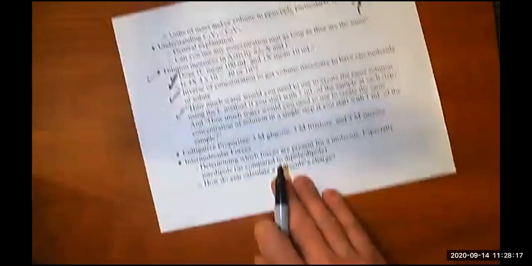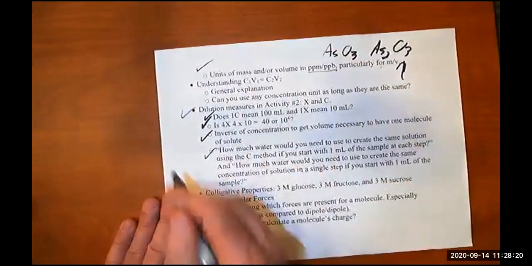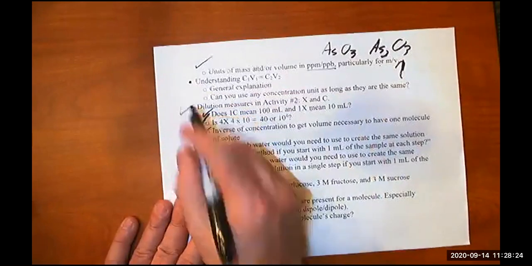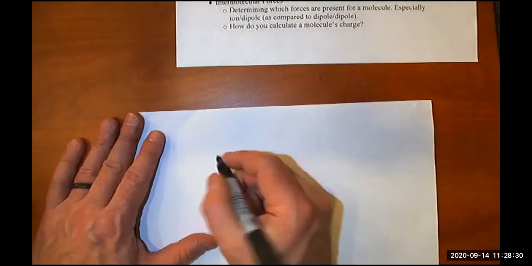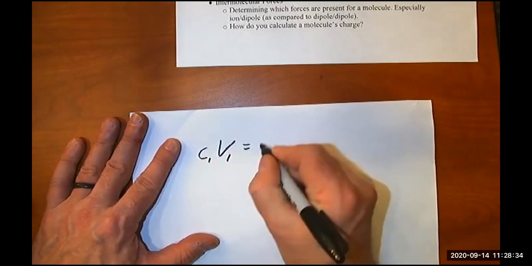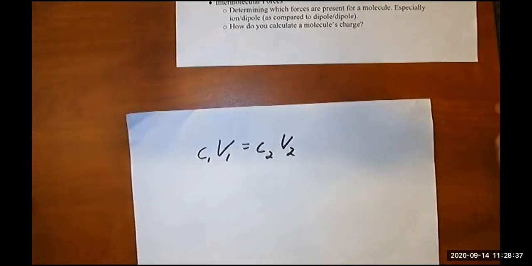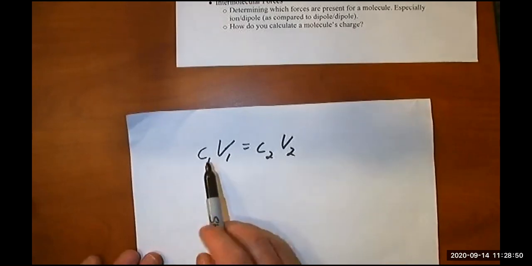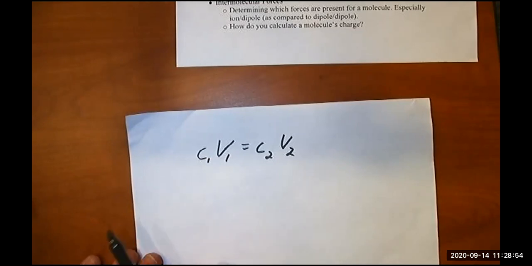Okay. All right. Understanding C1V1 equals C2V2. So this is a very useful, very powerful equation that, if you stop and think about it, is really easy to understand. Let's assume that we are talking about concentrations in terms of molarity. If we are doing that, then what do you get if you take a concentration and multiply by a volume? Just think about it from a dimensional analysis standpoint. Molarity times volume equals what?